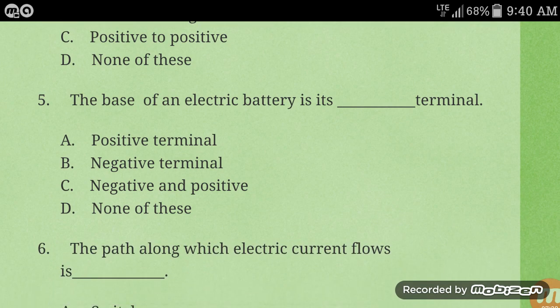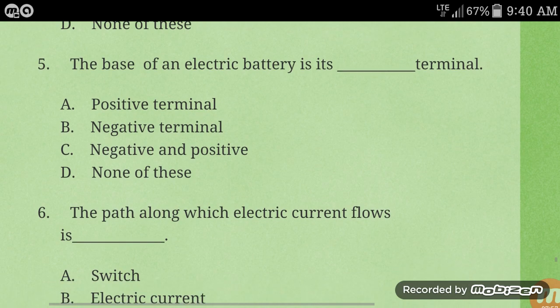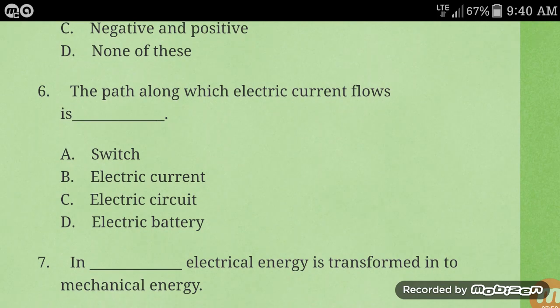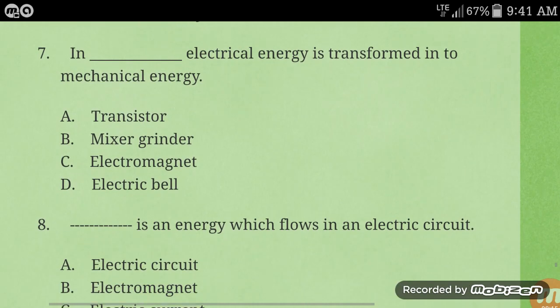Next one, number 5. The base of the electric battery is its blank terminal: positive terminal, negative, positive and negative, or none of these. Which do you think is the answer here? It's letter B. The base is always the negative terminal. Okay, the path along which electric current flows is blank: switch, electric current, electric circuit, or electric battery. Remember, it's the path along which electric current flows. So it's letter C, electric circuit.